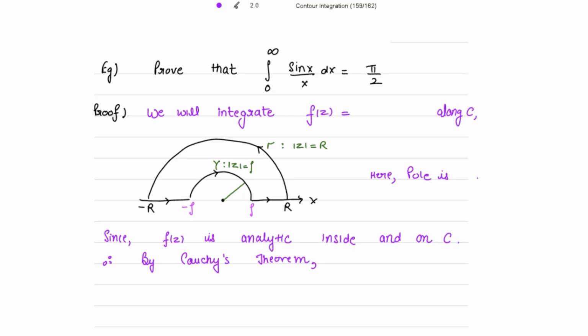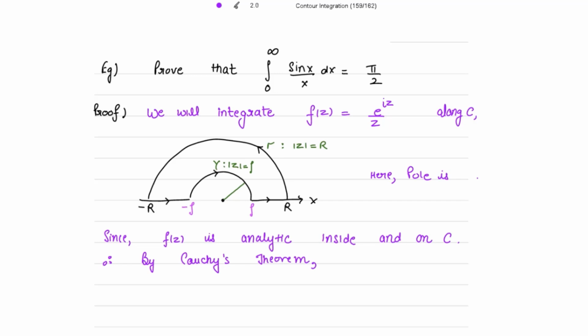Prove that the integral from 0 to infinity of sine x over x dx is equal to pi by 2. So we will integrate the function. Of course, I have the sine function in the numerator. I have to integrate e to the power iota z over z, writing z instead of x, along the contour.